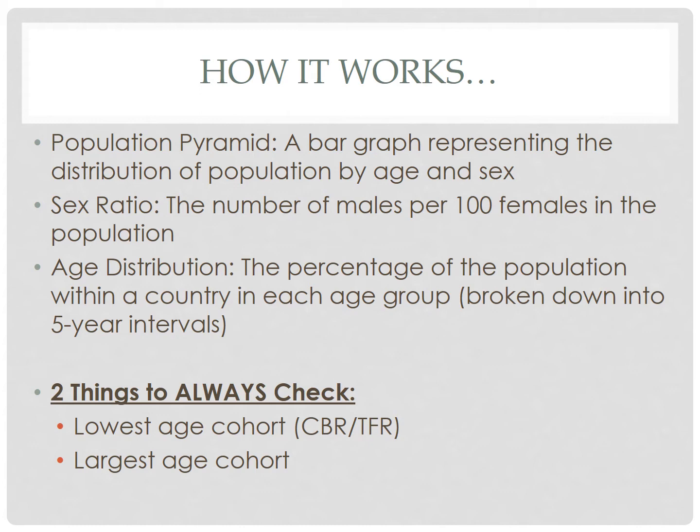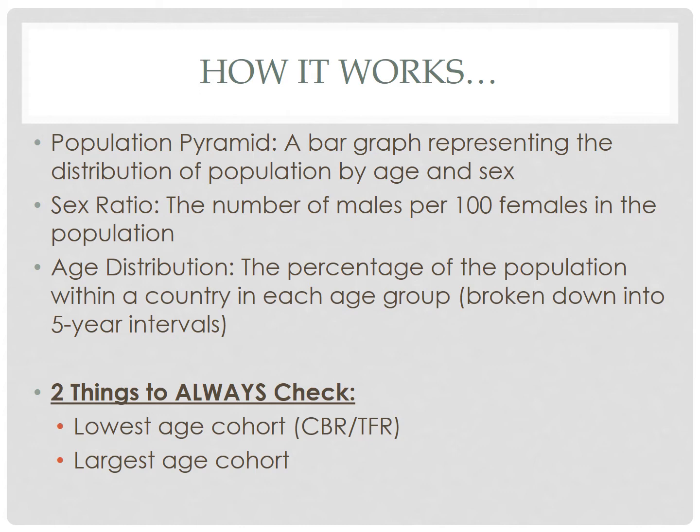Now, the reality is you may also see it as a reduced ratio. For example, you may see it as 1.05 to every 1, which would then translate to 105 males for every 100 females. So just make sure that you understand that. And then our next one is age distribution, the percentage of the population within a country in each age group broken down into 5-year age intervals.